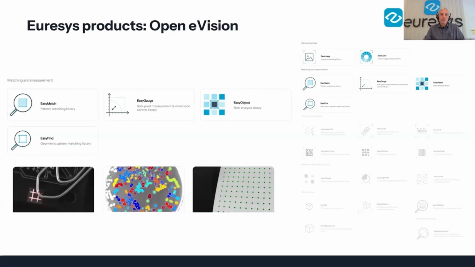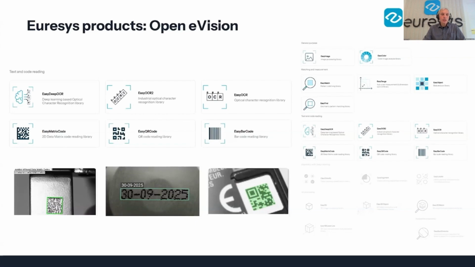We have also a set of matching and measurement libraries. Typically, it's a conventional pattern matching, but also a very efficient subpixel measurements library, and also object segmentation libraries. On the code reading and text reading side, we have a full range of code reading, QR code, data matrices, barcode, but also text reading libraries. And the latest addition is the Easy Deep OCR library for character recognition using deep learning. And I will talk more about it later.